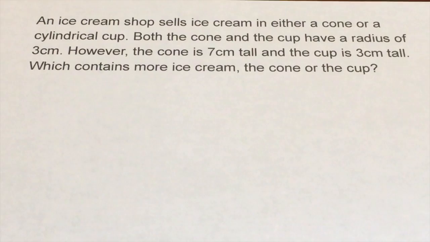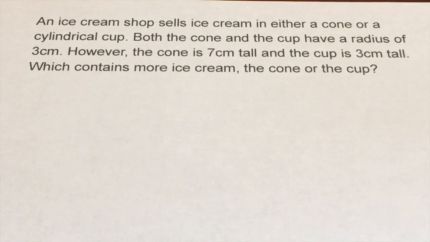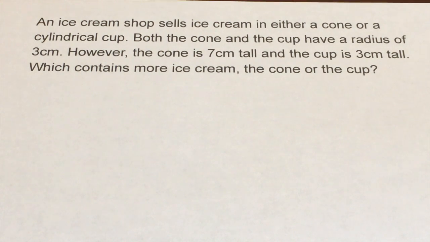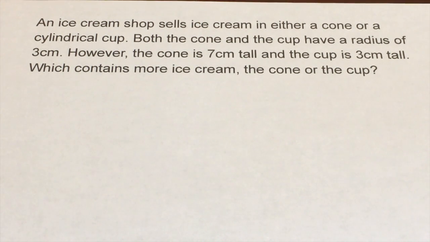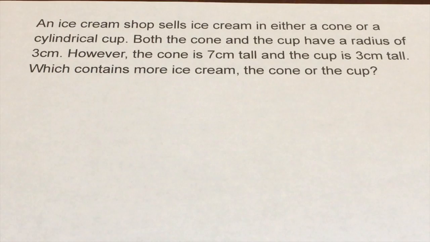Let's do an example involving one cone and one cylinder. An ice cream shop sells ice cream in either a cone or a cylindrical cup. Both the cone and the cup have a radius of 3 centimeters. However, the cone is 7 centimeters tall and the cup is 3 centimeters tall. Which contains more ice cream, the cone or the cup?